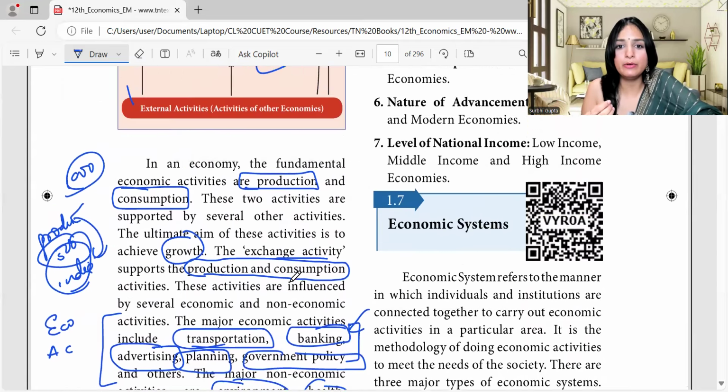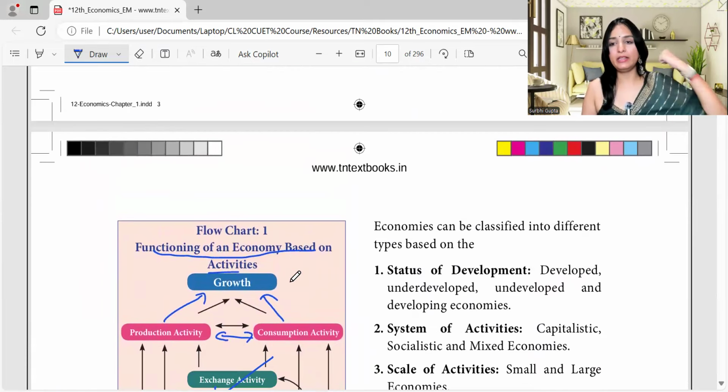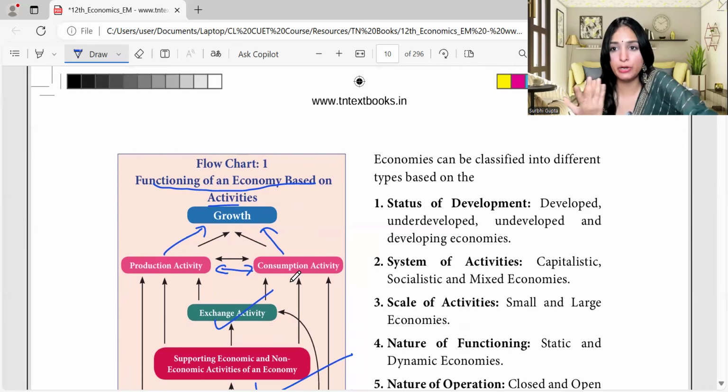So you can understand that the fundamental core activities that create the base of any economy are production and consumption. All others are supporting characters. So production is the hero, consumption is the heroine. These are the protagonists, playing a major role. And every other cast, like the hero and heroine's parents and every other thing, are supporting characters. So what are the supporting characters? Supporting characters are economic activity, non-economic activity, and external activities. There are many activities which are doing the role of supporting actors.